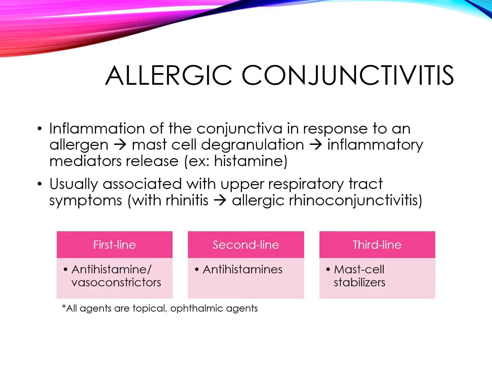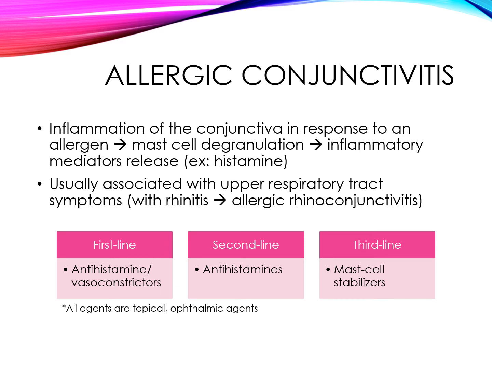Allergic conjunctivitis is inflammation in response to an allergen, causing mast cell degranulation and inflammatory mediator release, including histamine. First-line treatment includes over-the-counter antihistamine and vasoconstrictor agents. Vasoconstrictors are inexpensive, over-the-counter, and therefore first-line. However, these agents should only be used in short-term or episodic cases. Second-generation topical histamine H1 receptor antagonists are second-line.